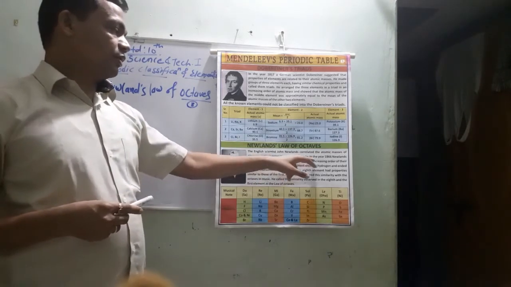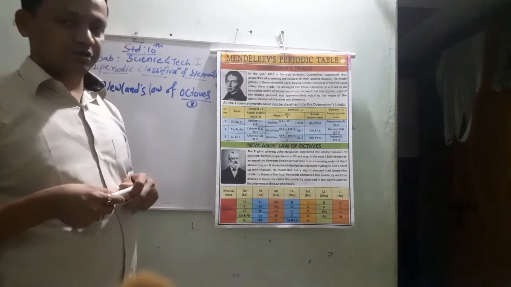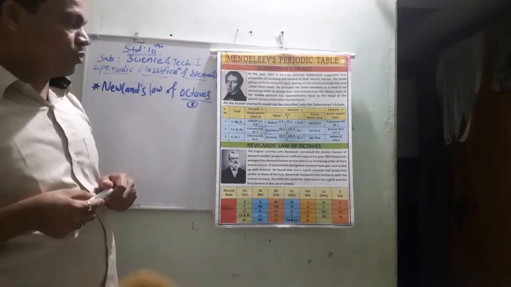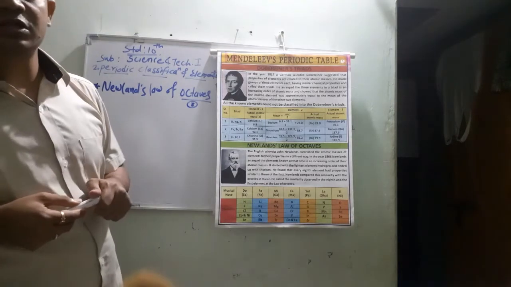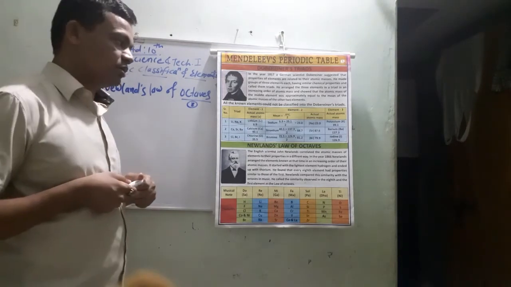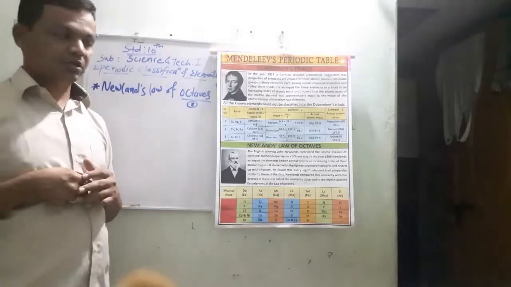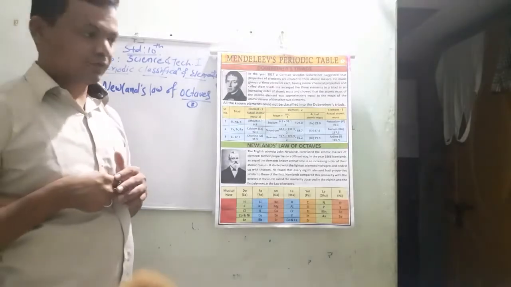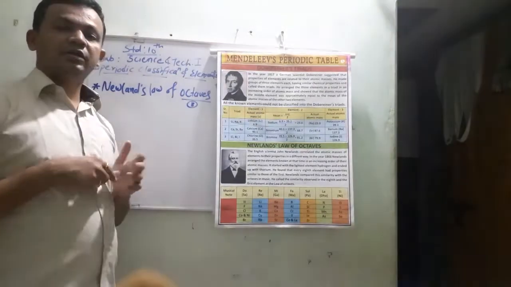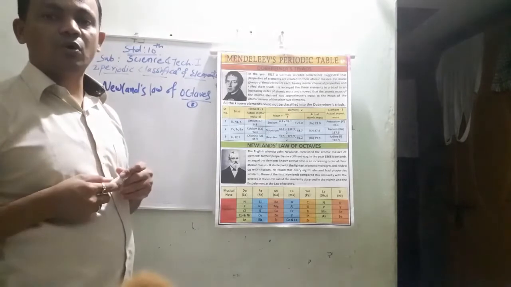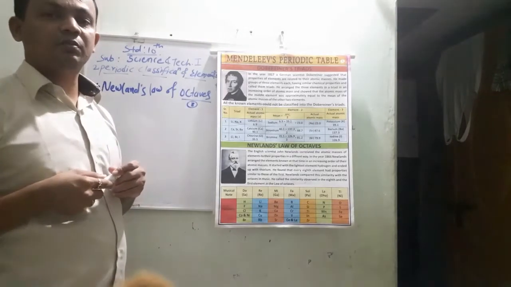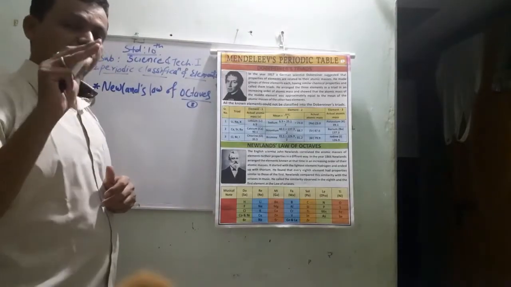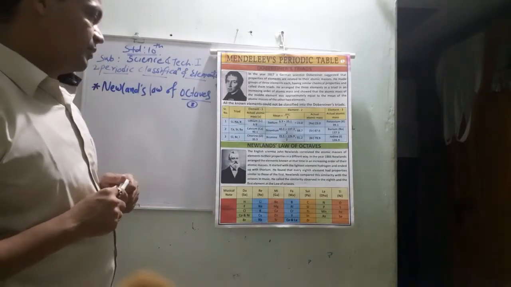Then in the year 1866, Newland arranged the elements known at that time in an increasing order of their atomic mass. म्हणजे 1866 मध्ये न्यूलँडने त्यावेळेस जेवढे नोन एलिमेंट्स होते ते सर्व त्याने he arranged them in an increasing order of their atomic mass. म्हणजे अणुवस्तुमानाच्या चढत्या क्रमाने त्याने त्या सर्व एलिमेंट्सची मांडणी केलेली आहे.